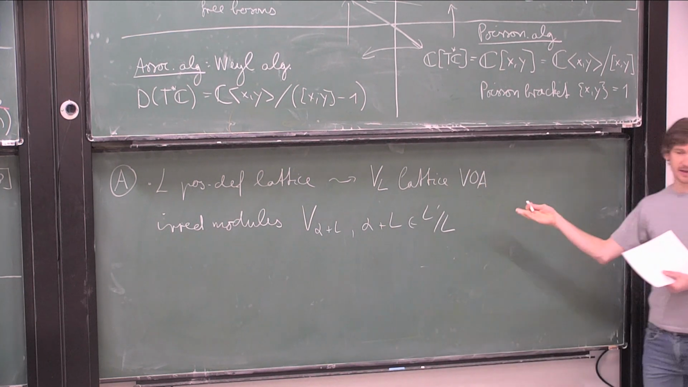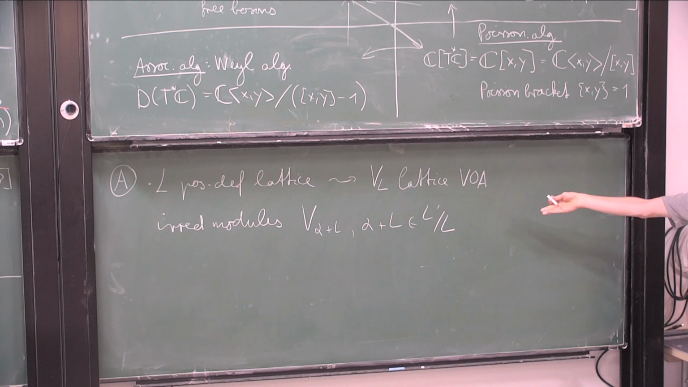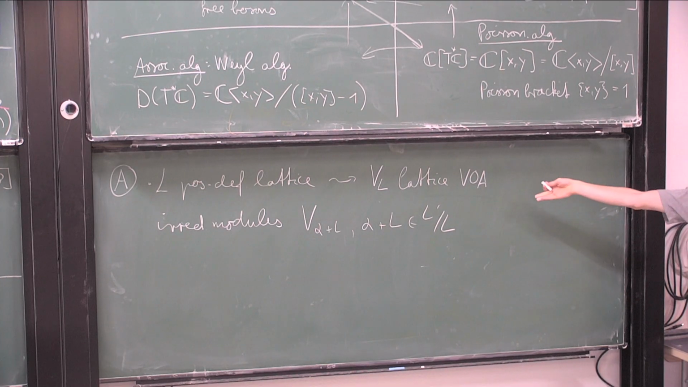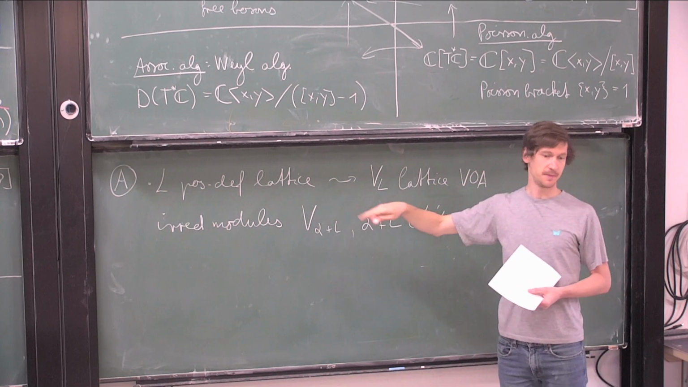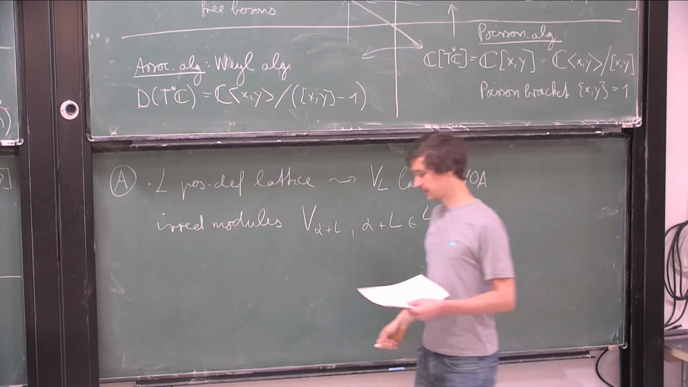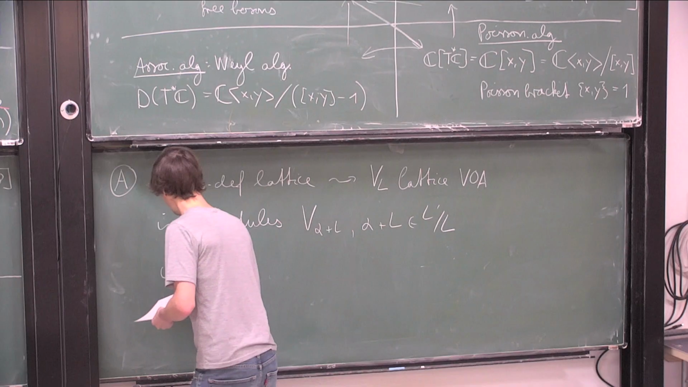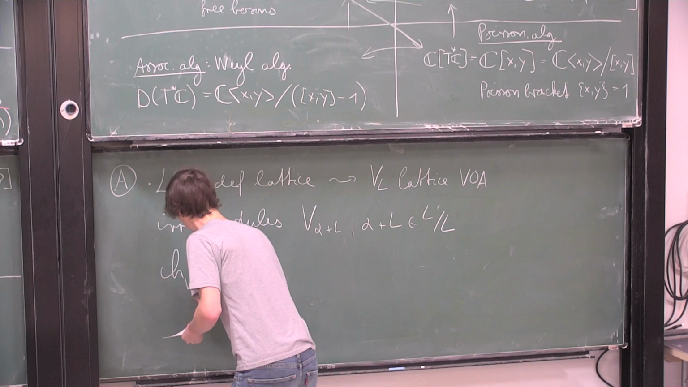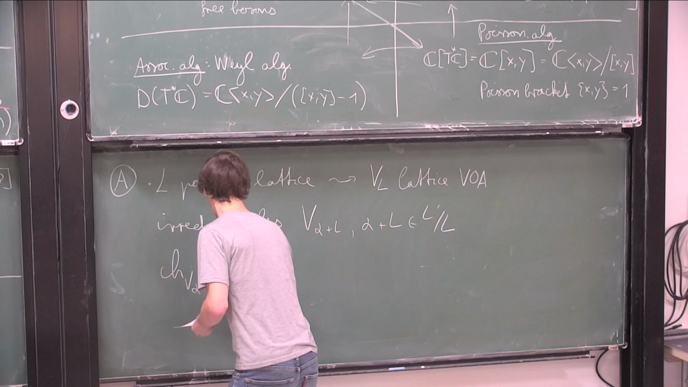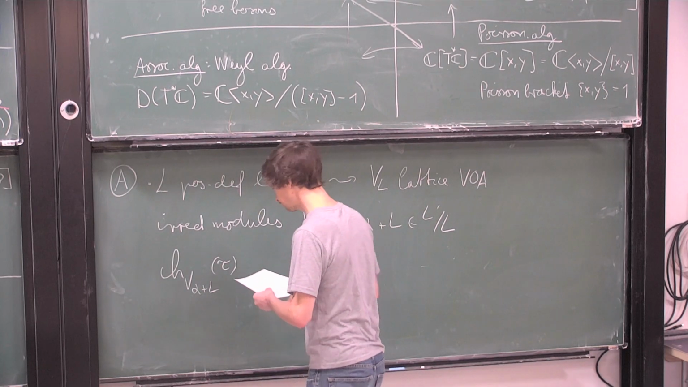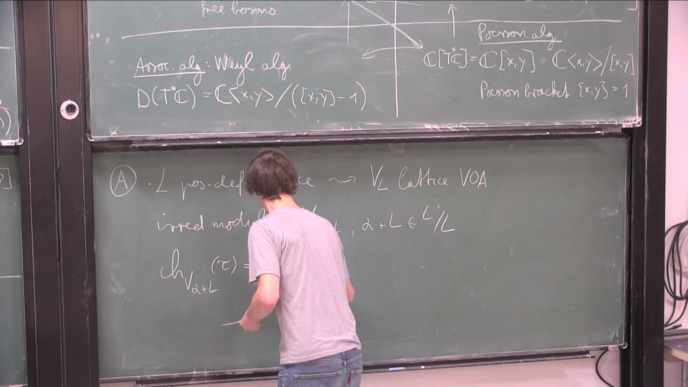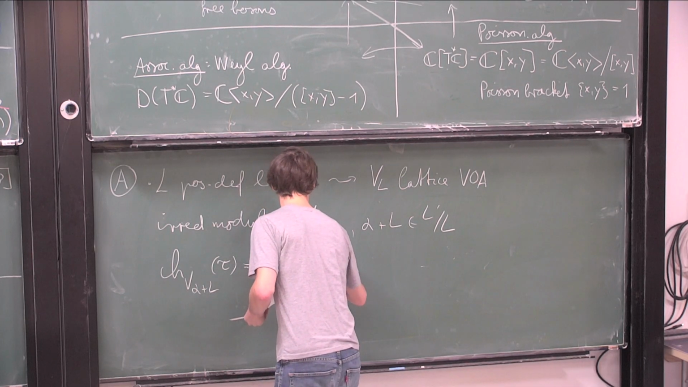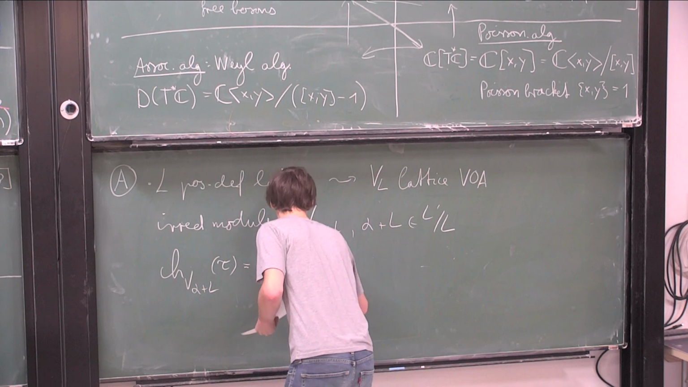And now you can probably already guess what the characters look like. Well, they will contain these theta series. The only thing is they have to have weight 0, so we have to divide by a power of eta, and that's it. So the characters here, the trace functions, are just of the form theta_{α+L}(τ) divided by η(τ) to the rank of the lattice.